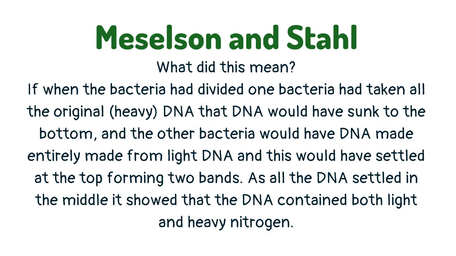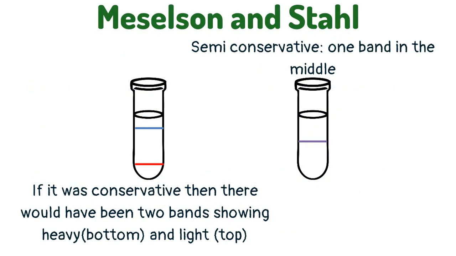What did this mean? If when the bacteria had divided, one bacteria had taken all the original, heavy DNA, that DNA would have sunk to the bottom, and the other bacteria would have DNA entirely from light nitrogen, and this would have settled at the top, forming two bands. As all the DNA settled in the middle, it showed that the DNA contained both light and heavy nitrogen. If DNA replication was conservative, then there would have been two bands showing heavy, bottom, and light, top. However, because DNA replication is semi-conservative, there is only one band of DNA in the middle.